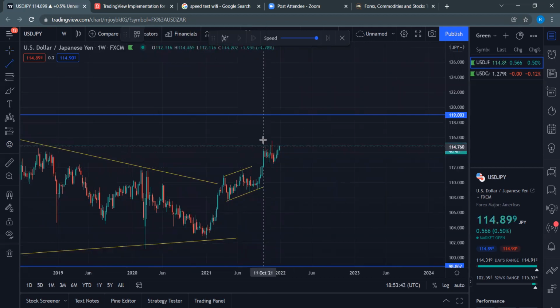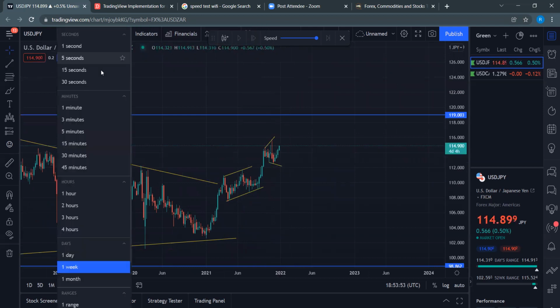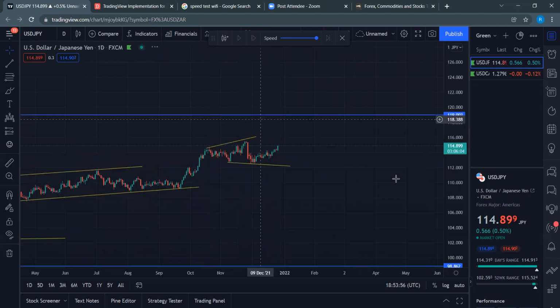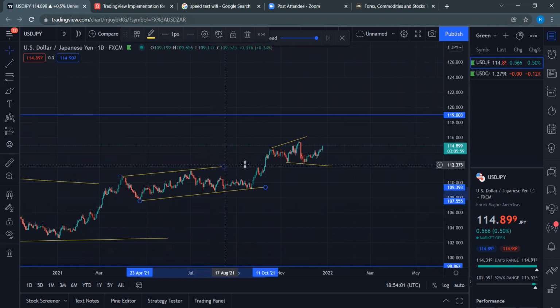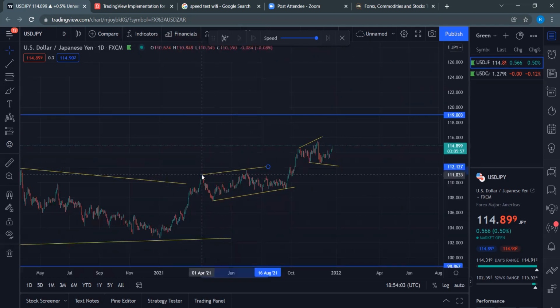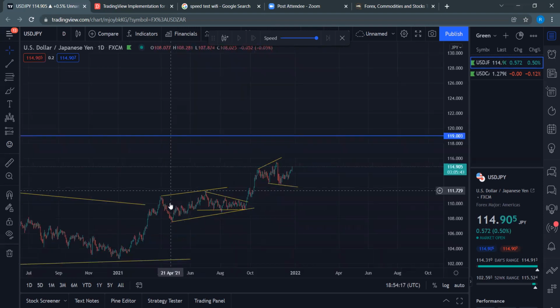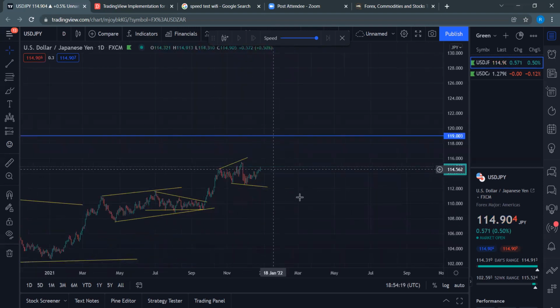And then we had this impulse. And then this here is just a correction. This is just a correction. So if we go to the daily, we're going to adjust our trend lines nicely. So if we go to the daily, this is what we have now. So this will look like it was going up, but actually we had this correction here inside, a correction inside a correction. So this was the impulse, the correction, the impulse.